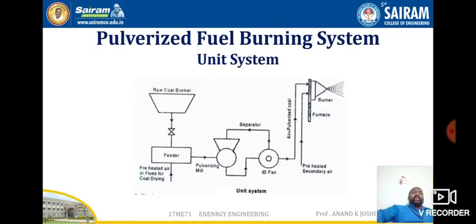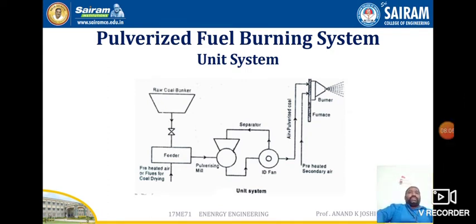Okay, so next one is the pulverized fuel burning system. There are two types of pulverized fuel burning system. One is the unit system, another one is the central system. So here we are going to discuss the unit system. In this unit system there are mechanisms.